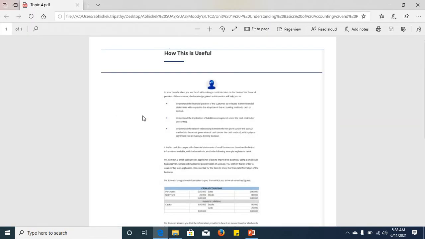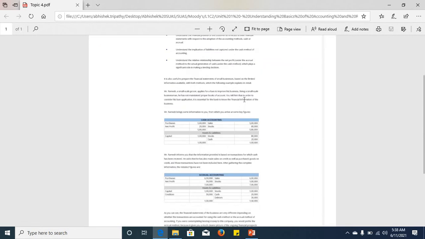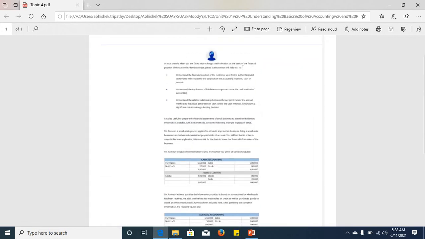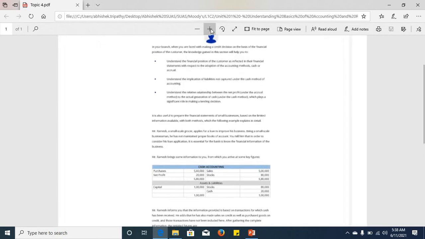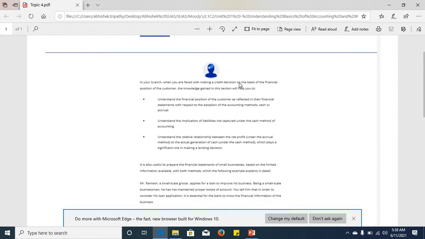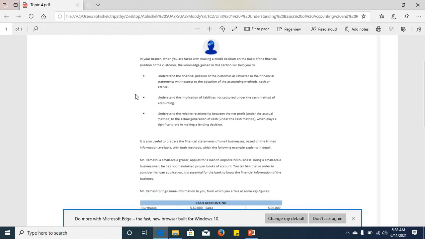Now let us look at a small case study. In a branch, when you are faced with making a credit decision on the basis of the financial position of a customer, the knowledge gained in this section will help you to understand how the financial position of the customer is reflected in their financial statements with respect to adoption of accounting methods, cash or accrual.